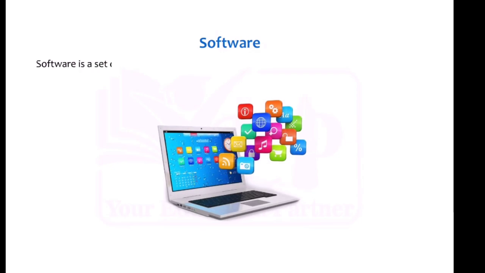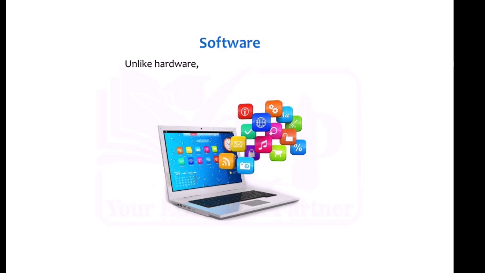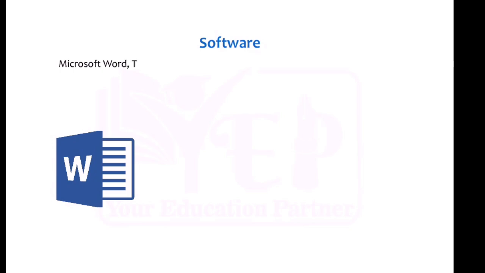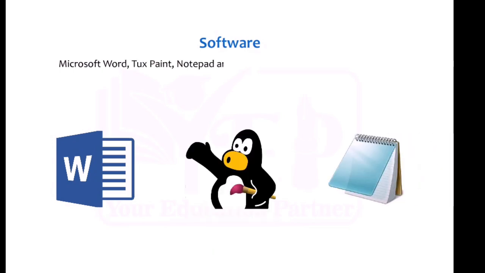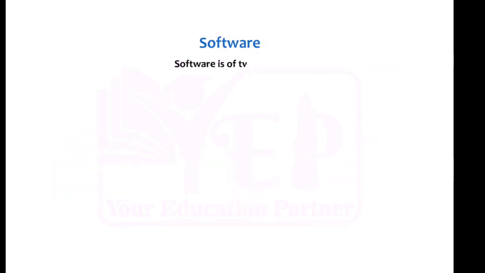Software. Software is a set of programs and instructions which guides a computer to perform some specific task. Unlike hardware, we cannot touch the software. Microsoft Word, TuxPaint, Notepad are a few examples of computer software. Software is of two types.